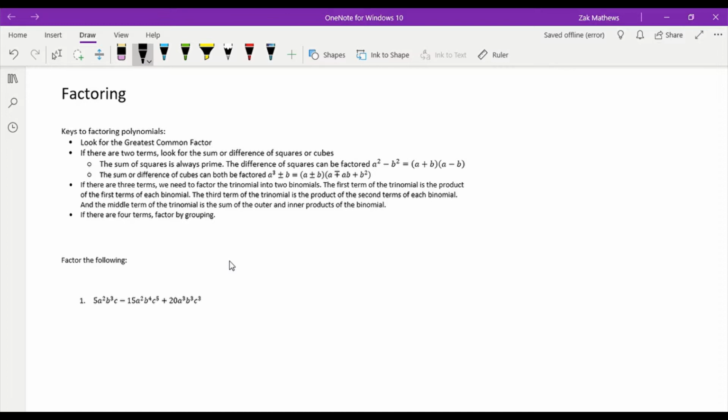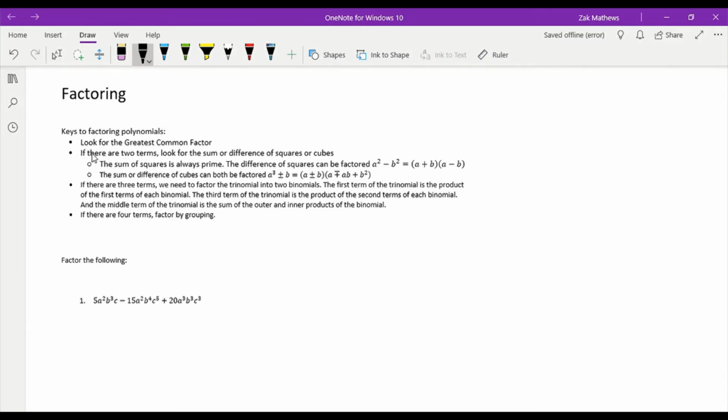So let's talk about the keys to successfully factoring in this video, and we'll do a bunch of examples too. So the first thing we always want to look for is to find the greatest common factor. It will always be easiest to factor out a greatest common factor first. Sometimes that might be all that factors out, but even if we're going to use one of the other methods, factoring out that largest thing first just makes the whole problem a lot easier.